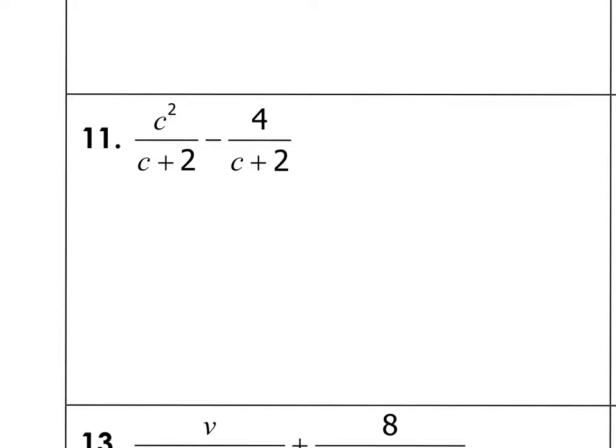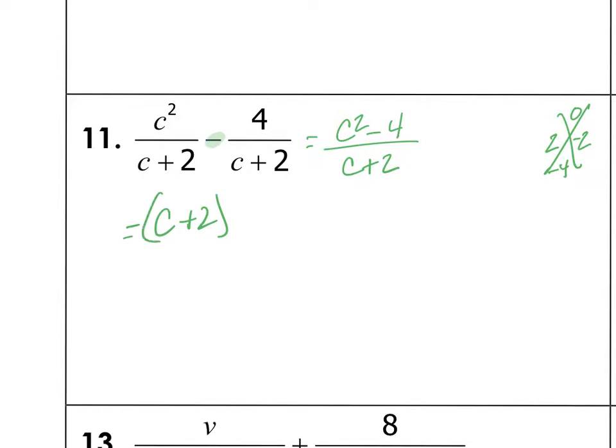So, let's see. This again is a subtraction problem. Okay. So I've got c squared minus 4 all over c plus 2. Well, I know that c squared minus 4, it's a square, so I can say what multiplies to be negative 4 and adds to be 0. Well, that was 2 and negative 2. So this factors to c plus 2 times c minus 2 all over c plus 2.